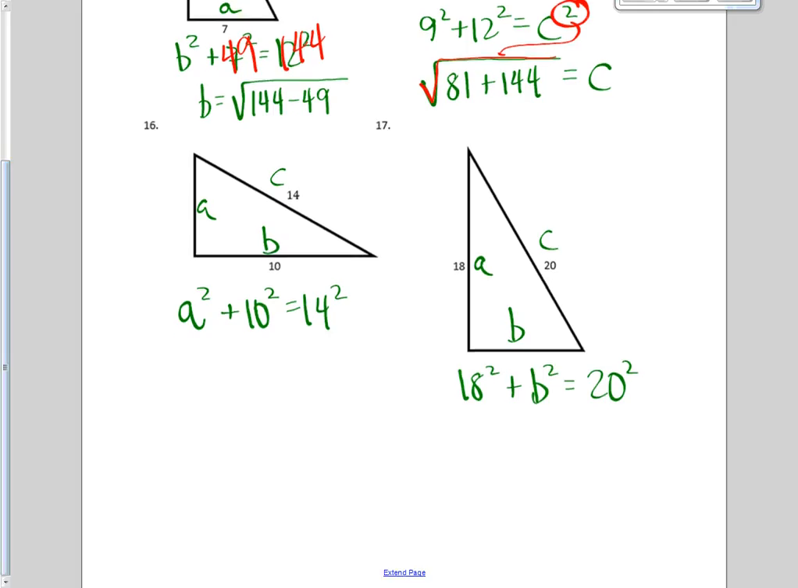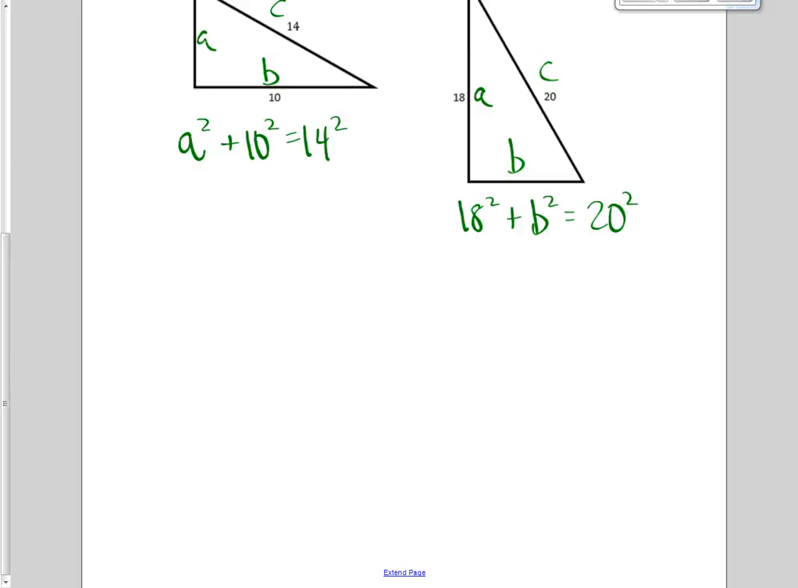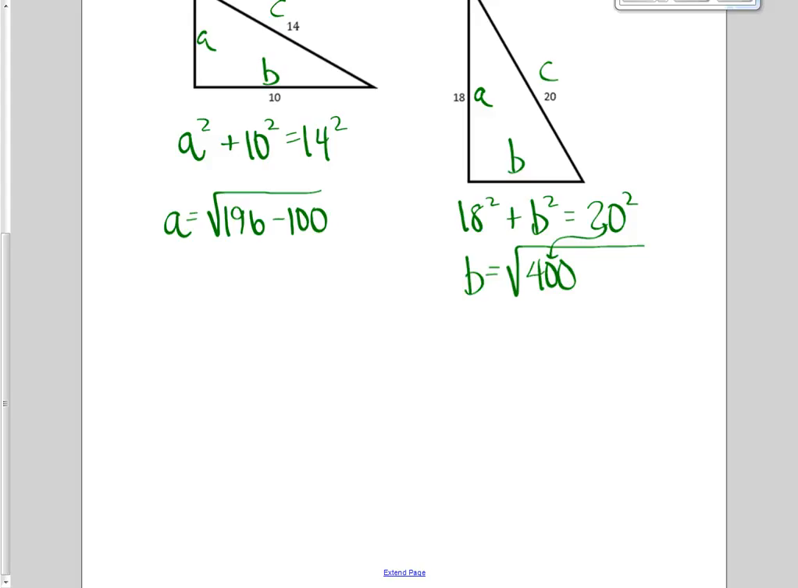So let's set these up. So for this one, man, I can't remember what 14 squared is, maybe 196. But anyway, A is going to be the square root of, I feel like it's 196 minus 100. And then over here, B is going to be the square root of 400. So this is the 20 squared minus 18 squared, I really don't know.